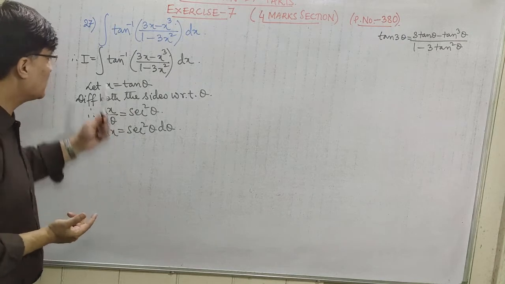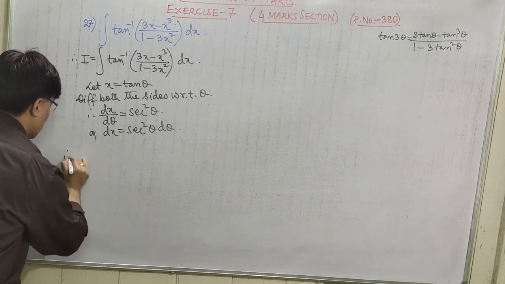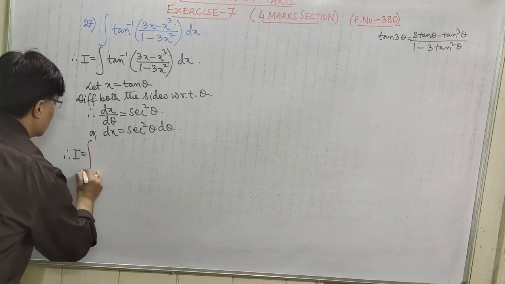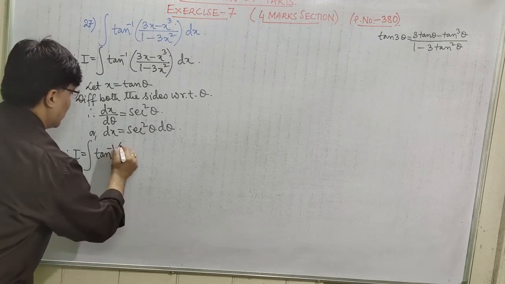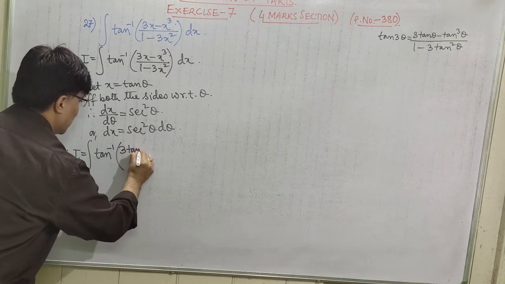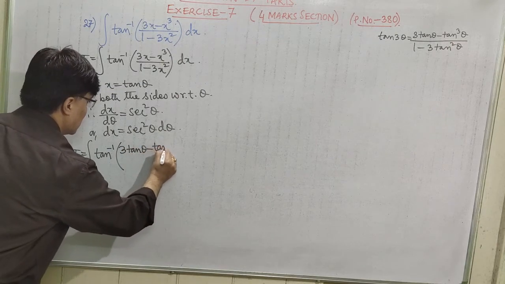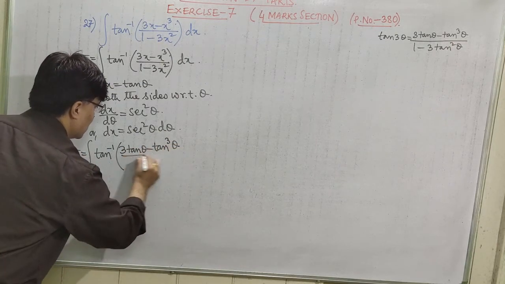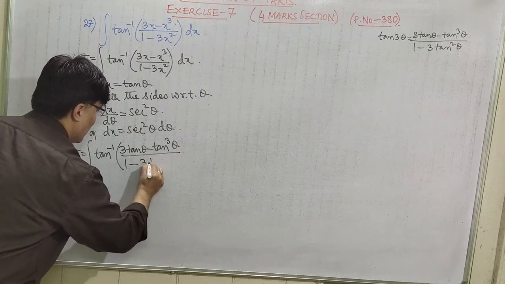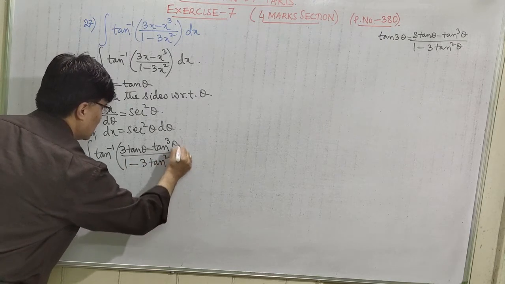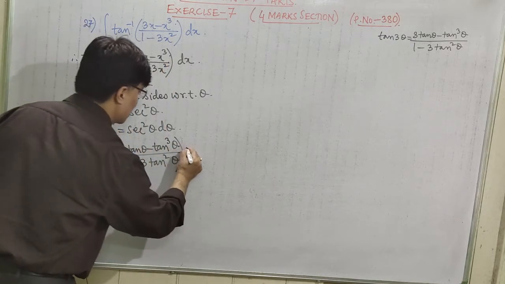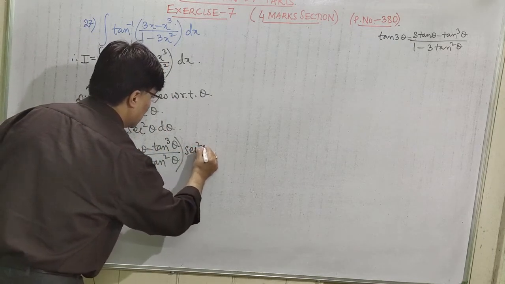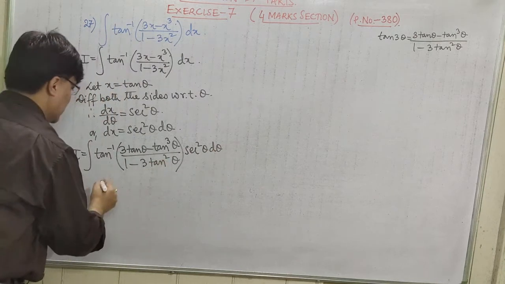Okay, so let us put these values in I. So I is equal to the integration of tan inverse within bracket (3 tan theta minus tan cube theta) divided by (1 minus 3 tan square theta), bracket closed. And what about dx? It is sec square theta d theta.